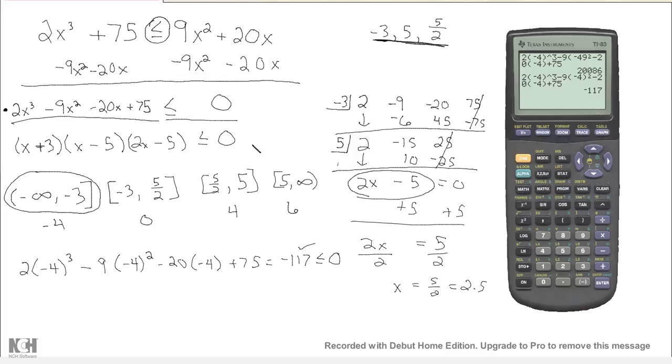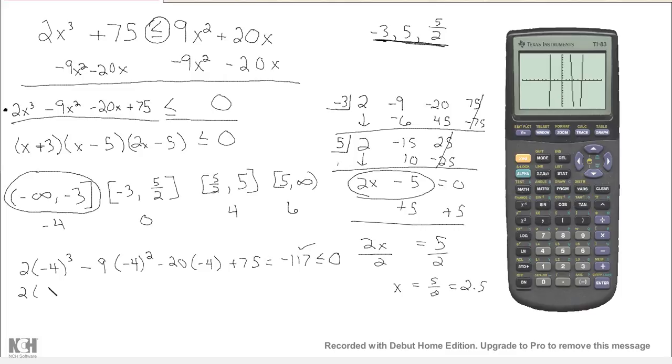And the graph confirms this because it starts out below the x-axis here. So I know that the first part should be less than 0, or on the negative side of the x-axis. The next part is above, so it shouldn't work. So we're going to plug in 0 and see if it will.